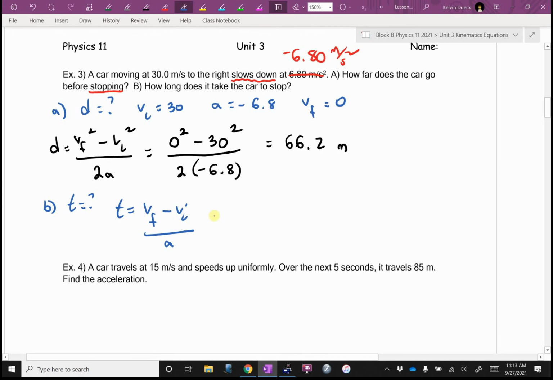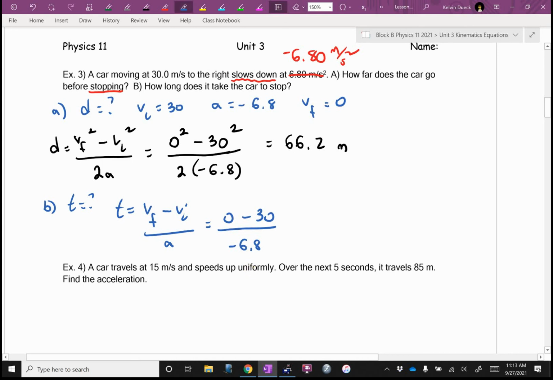What was VF? 0. What was VI? 30. What was A? I was a little bit nervous because I thought, oh, when I went 0 minus 30, I'm going to get a negative answer. Time can never be negative. But then on the bottom, I've got a negative. What's a negative divided by a negative?